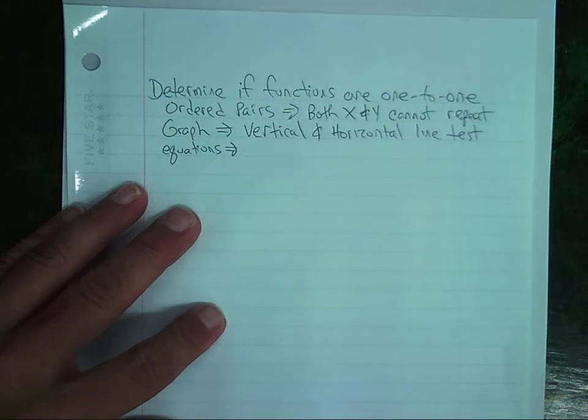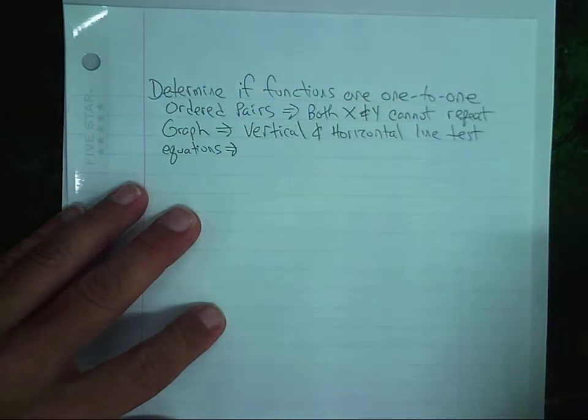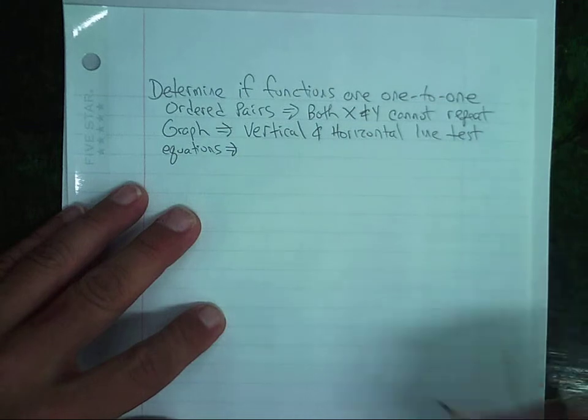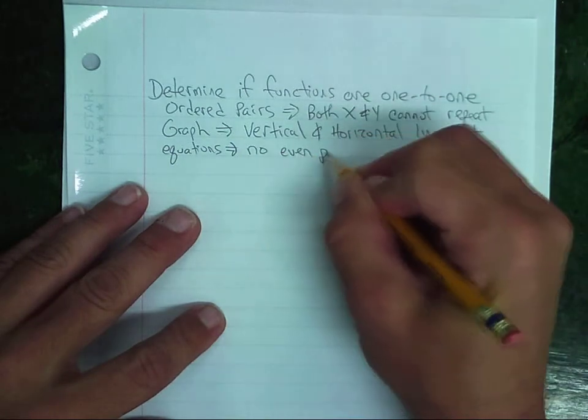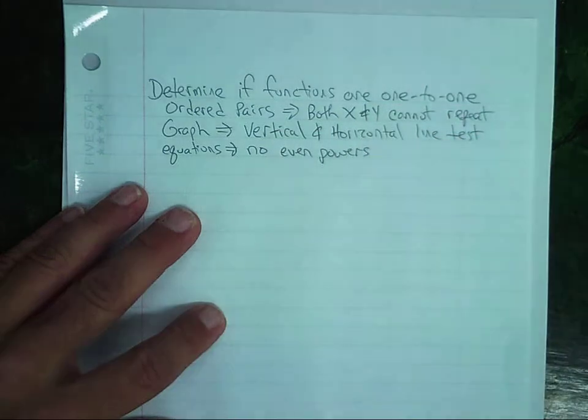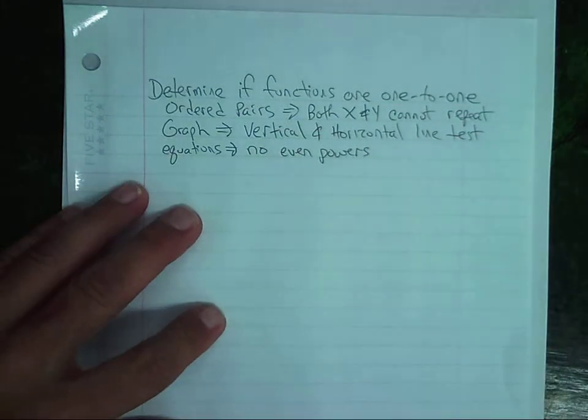If you're given an equation for a one-to-one function, there can be no even powers. No even powers.